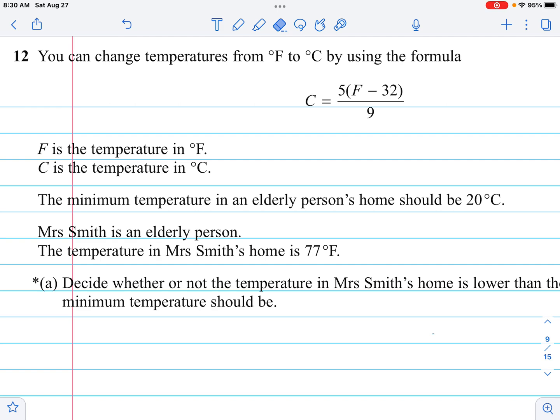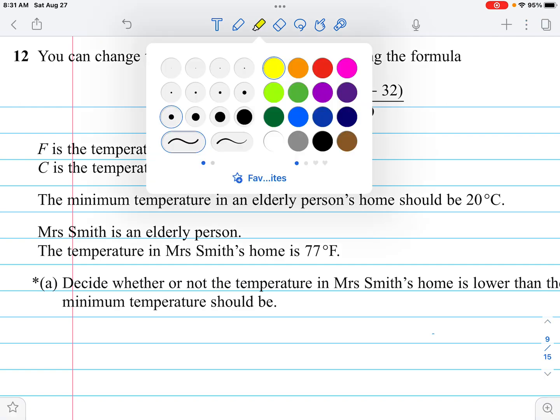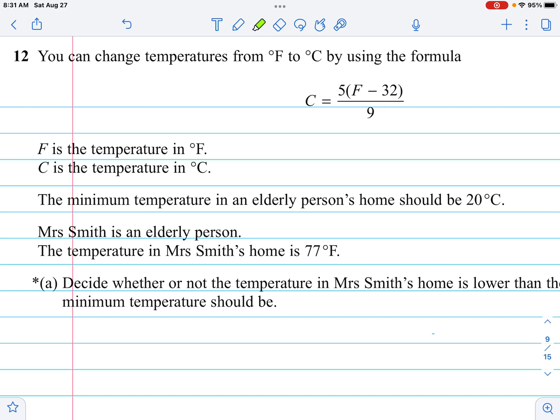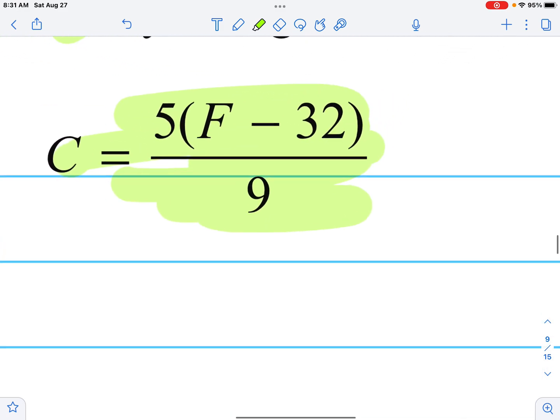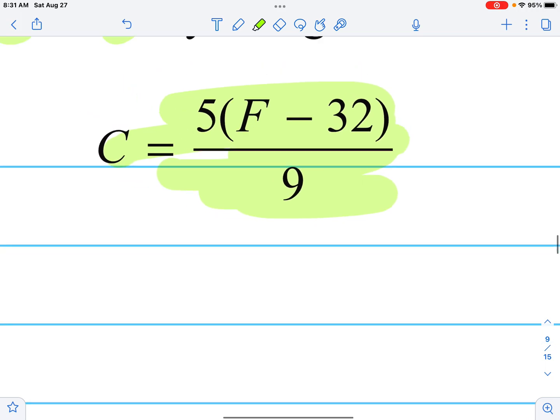Today's topic is formula and equations, and the question today is to manipulate a formula and then to apply it, changing the subject. Okay, if you're ready, we can get started. First things first, you can change temperatures from F, Fahrenheit, to C, Celsius, by using the formula. So let's just take a moment to look at what we have. Okay, that's what we have.